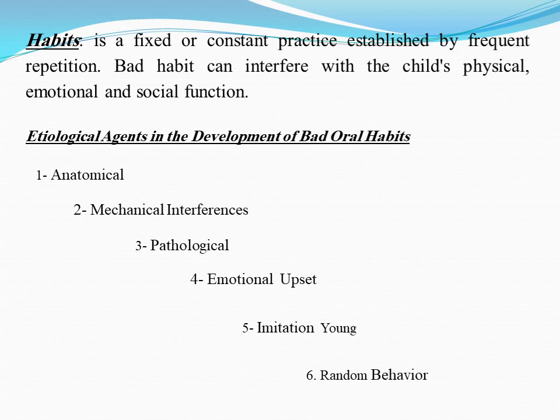Number five, imitation. Children are extremely observant and sensitive to the environment and highly affected by the parents and siblings. The child might imitate jaw position and or speech disorders of parents. Number six, random behavior. The behavior appears purposeless, if not completely accidental.